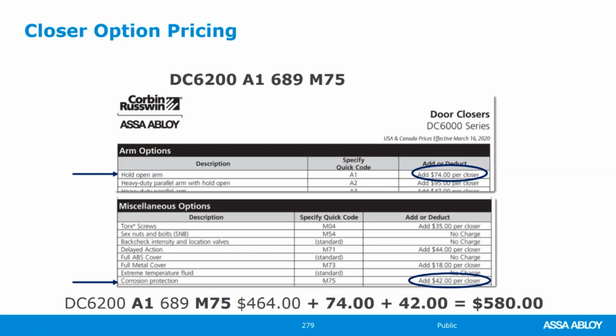Good question. What is the heaviest duty Corbin Russwin closer series? We tricked a few people with that DC 9000 because it's the highest number. You'd think that would be the highest closer. Our DC 8000 is our industrial grade closer. Which is the least efficient for standard rack and pinion closers? That's track mount. Which closer is designed to help meet ADA? That's our DC 5000. And our last question is, what is the warranty on the DC 8000 series closer? That was 25 years. So there was a good splay of answers between the students.